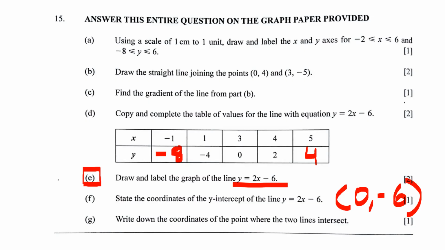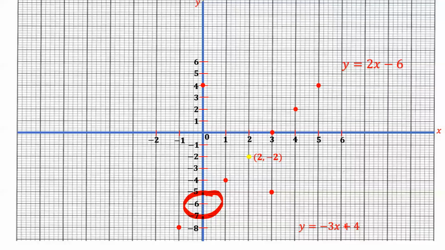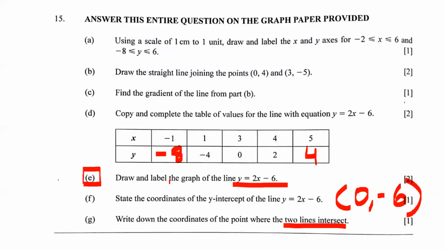And then for G, they want us to write down the coordinates where the two lines intersect. So where do the two lines intersect? Let's go back here. The two lines intersect at the point 2, negative 2. That's the point of intersection. And so we're going to put that right there. The point of intersection is going to be 2, comma, negative 2.